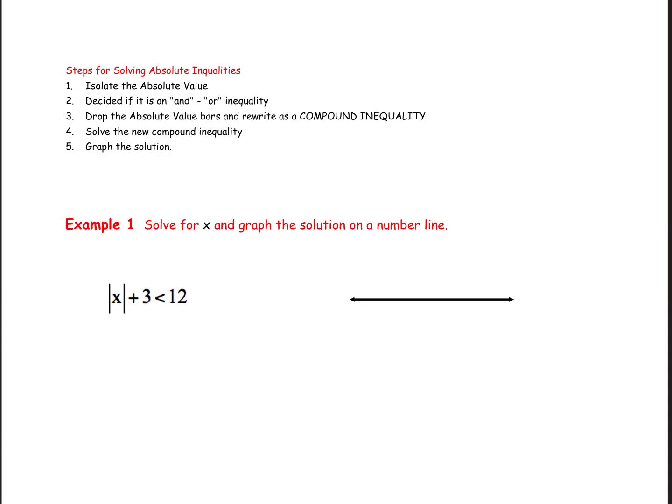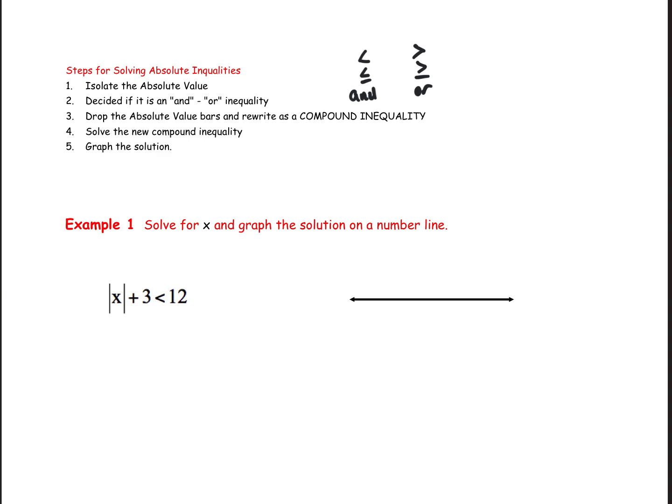After that, step 2 is, based on the inequality symbol, you need to decide if this is supposed to become an and compound inequality versus should this be rewritten as an or compound inequality. And again, that's all based on looking at the symbols. If it's an and, that's going to be because of the less than or the less than or equal to. If it's an or, that will be because of the greater than or greater than or equal to symbol, okay? So once you have that decided, step 3 is to rewrite this as that compound inequality. Step 4, solve it just like you did all the other compound inequalities and then graph your solution at the very end.